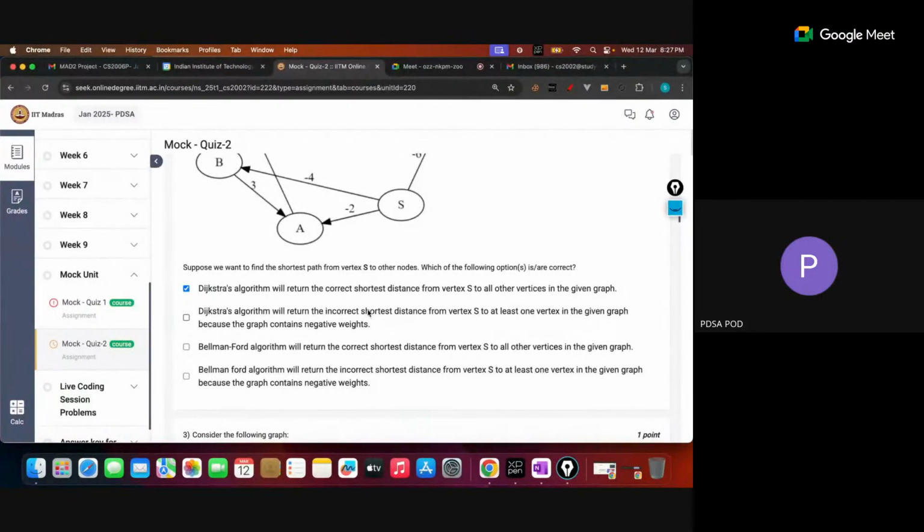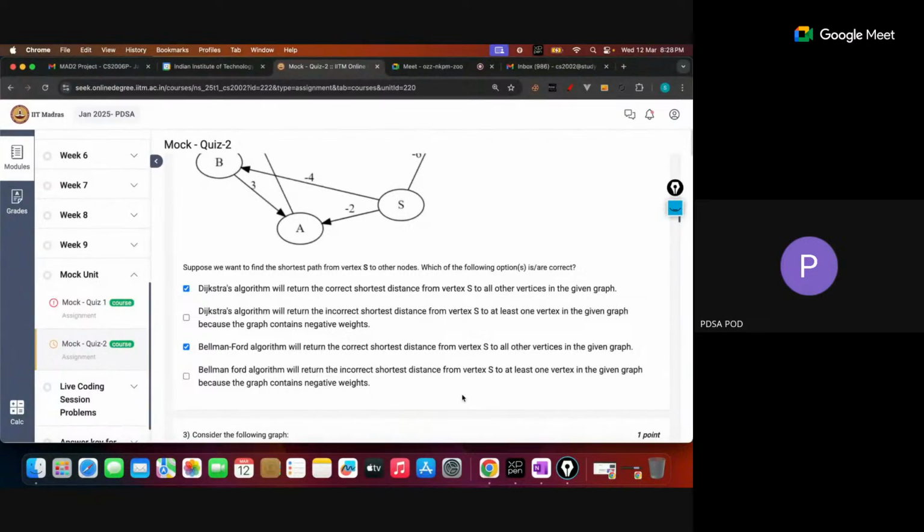An extended algorithm for Dijkstra's is the Bellman-Ford. Bellman-Ford is meant for graphs with positive weights and also graphs with negative weights, because it can detect the negative cycle. So Bellman-Ford will return the correct shortest distance from S to all other vertices. Yes. And the fourth one, Bellman-Ford will return incorrect shortest distance.